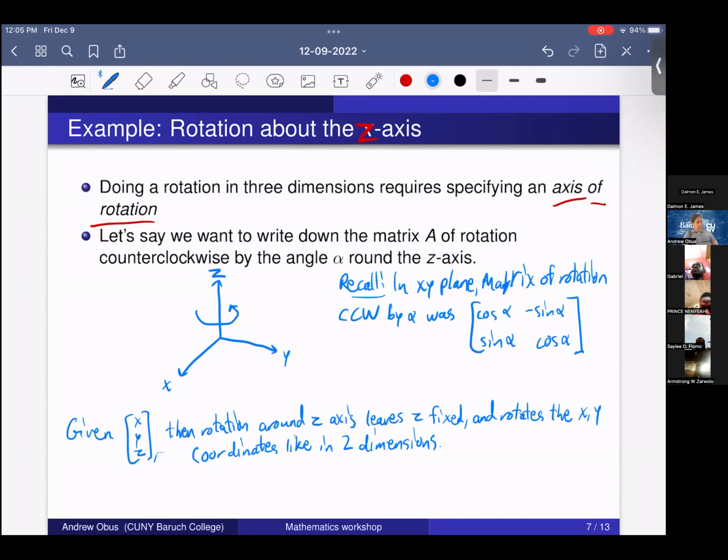And so it turns out that the matrix that you're going to have for this, I'm just going to tell you the answer. We're not going to do a real derivation. The matrix is going to be the following. It's going to be cosine alpha, minus sine alpha, and cosine alpha. And then there's going to be a 1 over here, and then there's going to be zeros everywhere else. This is going to be the matrix of rotation.